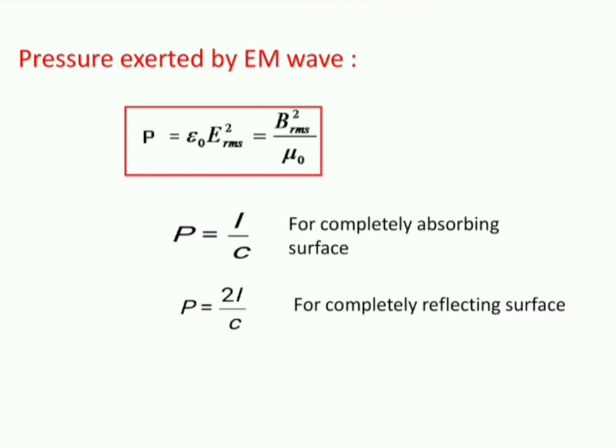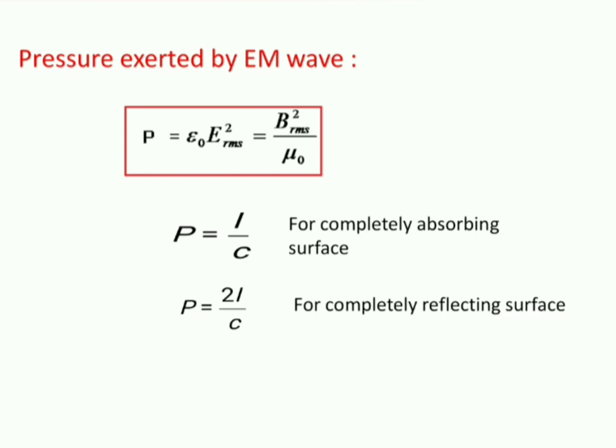Coming to pressure. We know an electromagnetic wave can exert pressure and transfer momentum. So electromagnetic pressure P is the same as the energy density. Hope you remember that energy density and pressure have the same dimensions. So pressure is epsilon naught E RMS square, which is also equal to B RMS square divided by mu naught. In terms of intensity, it is I divided by C.